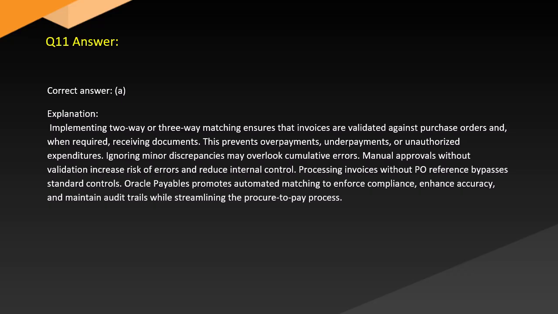Answer. Correct answer: A. Explanation. Implementing two-way or three-way matching ensures that invoices are validated against purchase orders and, when required, receiving documents. This prevents overpayments, underpayments, or unauthorized expenditures. Ignoring minor discrepancies may overlook cumulative errors. Manual approvals without validation increase risk of errors and reduce internal control. Processing invoices without PO reference bypasses key controls.